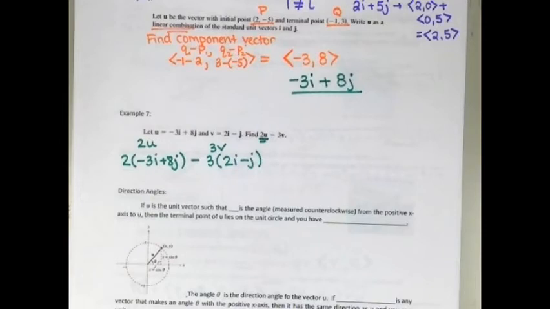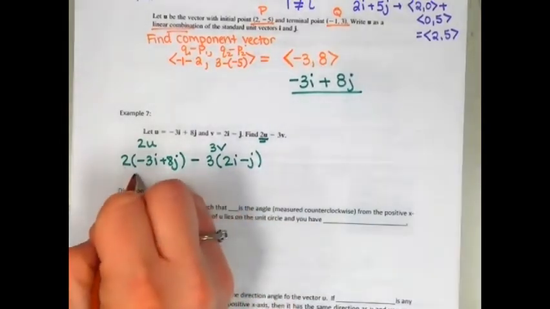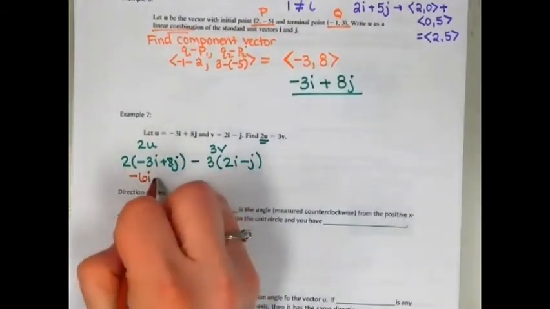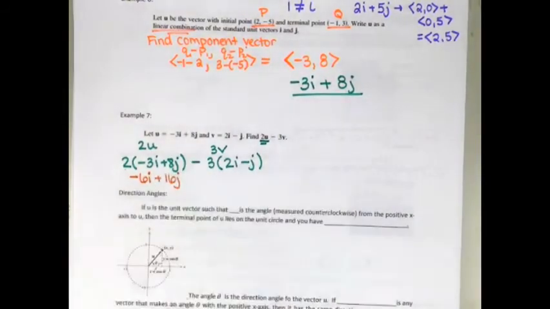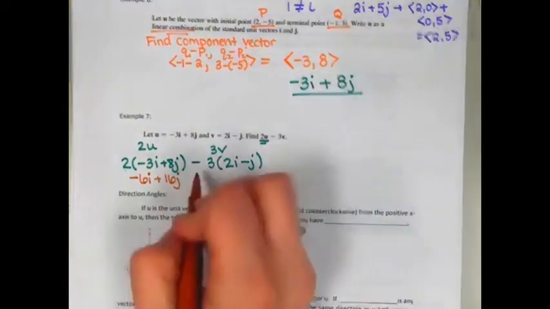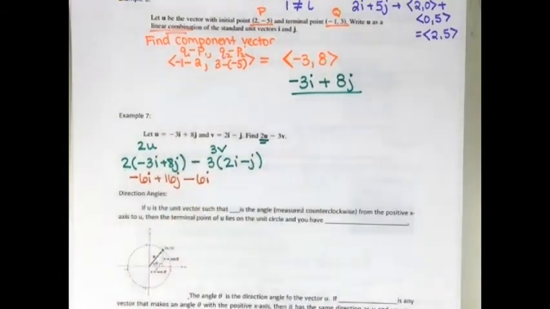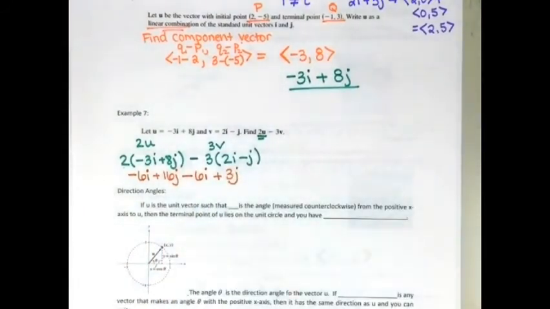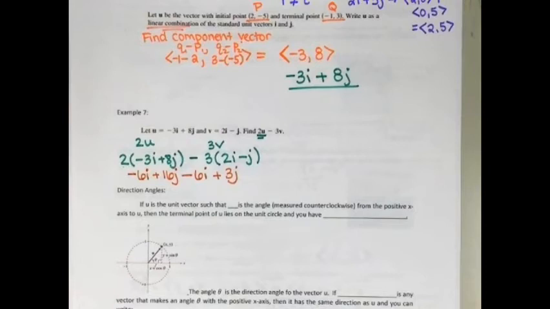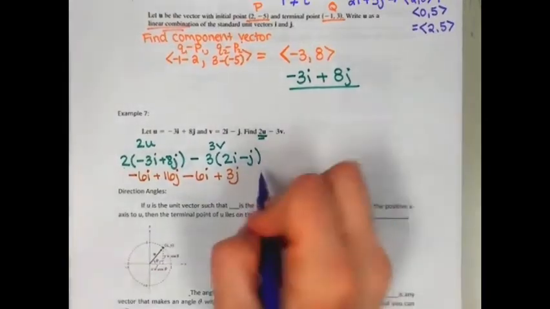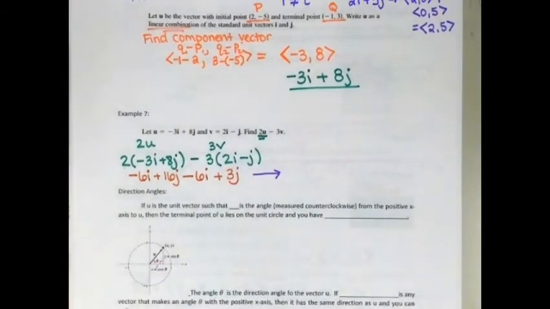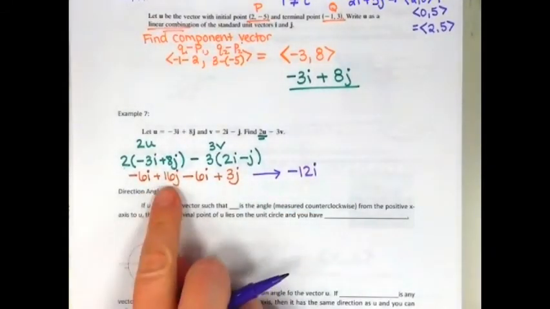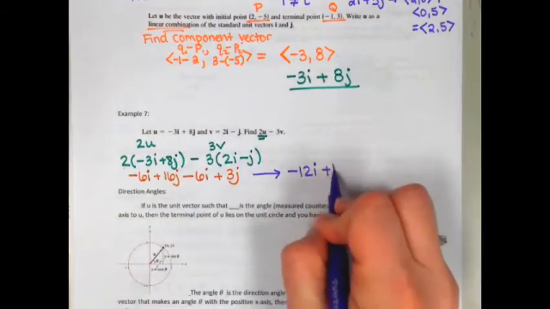I could just distribute. What's 2 times -3i? -6i. What's 2 times 8j? 16j. What's -3 times 2i? -6i. And then what's -3 times -j? Plus 3j. Now, can we combine our like terms? Yeah. So what would we end up getting? What's -6i minus 6i? -12i. And 16j plus 3j is 19j.